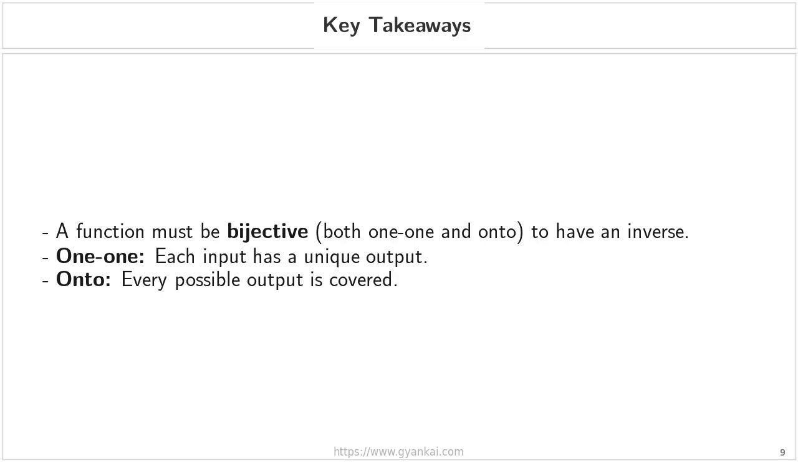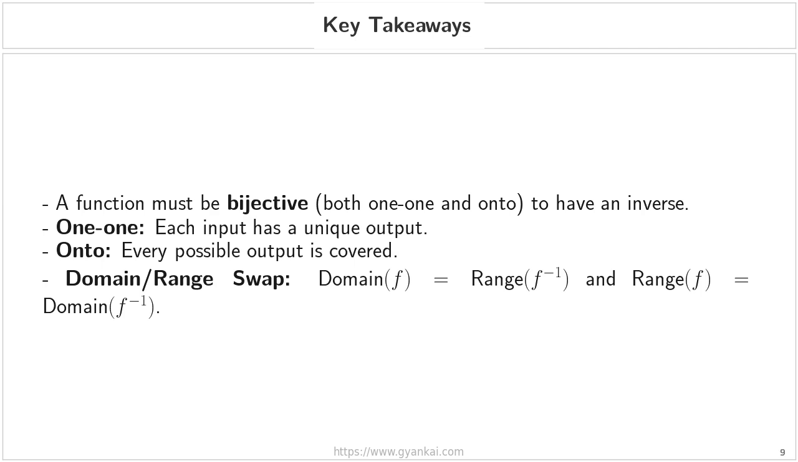Secondly, the function must be onto, meaning that every possible output in the target set is covered. This ensures that the inverse function doesn't encounter any empty values that it cannot map back to. Next, remember the relationship between the domain and the range. When we transition from a function to its inverse, these two sets swap roles. In other words, the domain of f becomes the range of f inverse, and the range of f becomes the domain of f inverse.